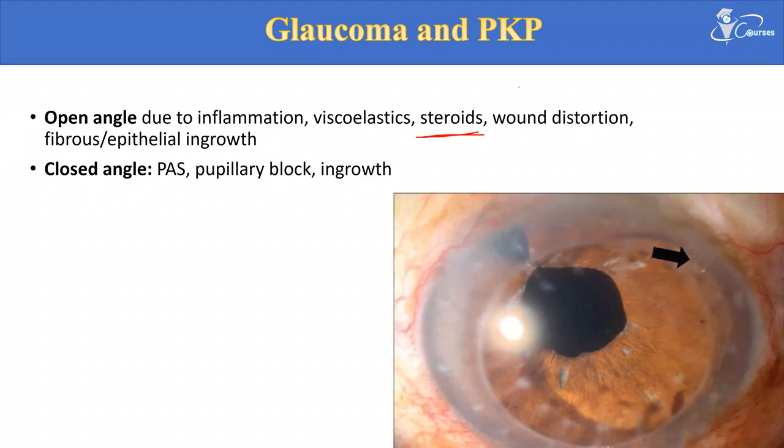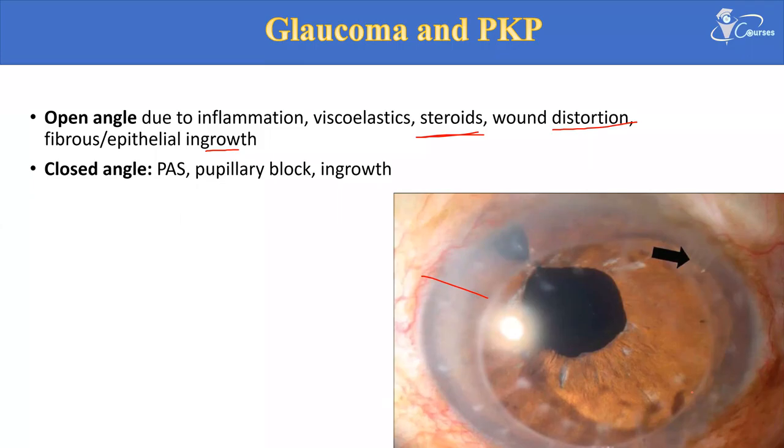It's also due to wound distortion. If the wound edges are not coapted well, especially if there is traction, like a small graft with a traction suture over the angle, this will result in wound distortion and angle distortion. Fibrous and epithelial downgrowth can also happen after penetrating keratoplasty. There is introduction of an epithelial sheet below the endothelium, which will creep over the angle, resulting in secondary open angle glaucoma. We will also discuss this later.